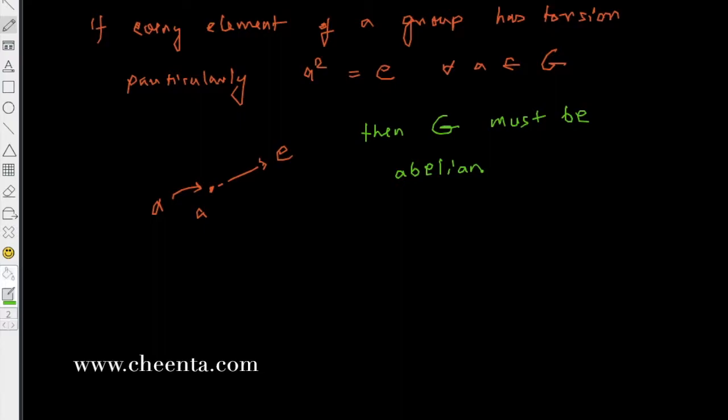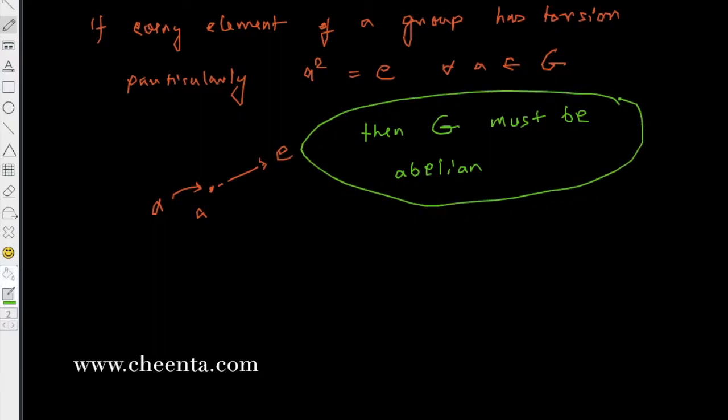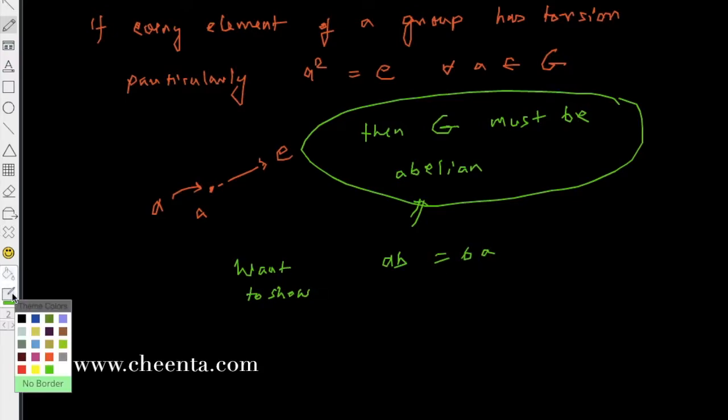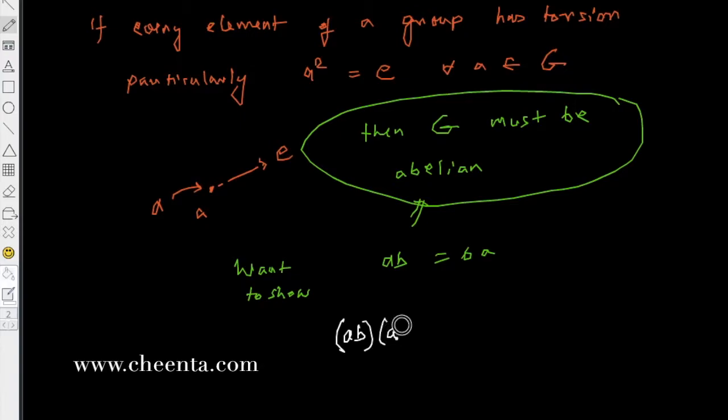So how can we prove this? How can we prove that G is abelian? All right, abelian means it's commutative, so we want to show that AB is equal to BA for all A and B. So what we do is we use the fact that every element squared is identity. If we square every element, we get identity. So AB, if we square it, has to be identity.